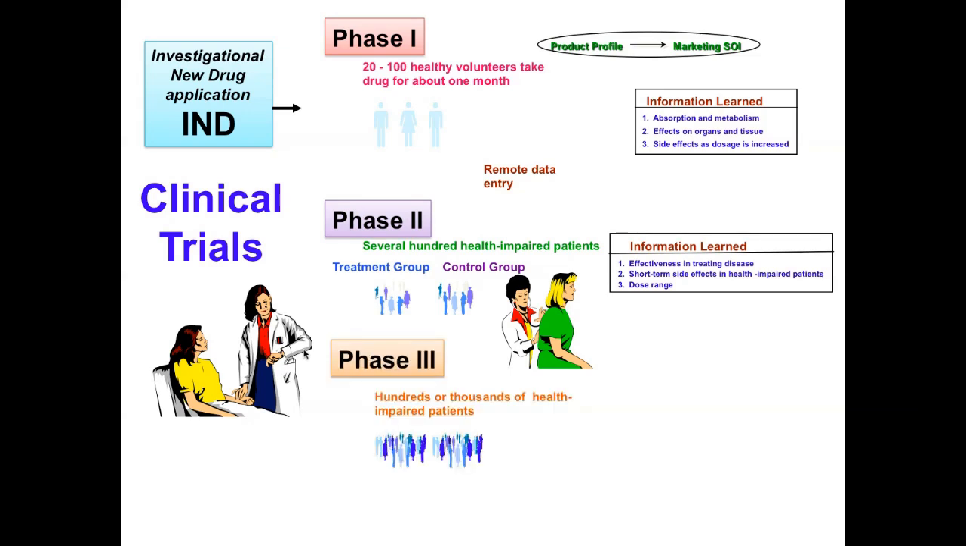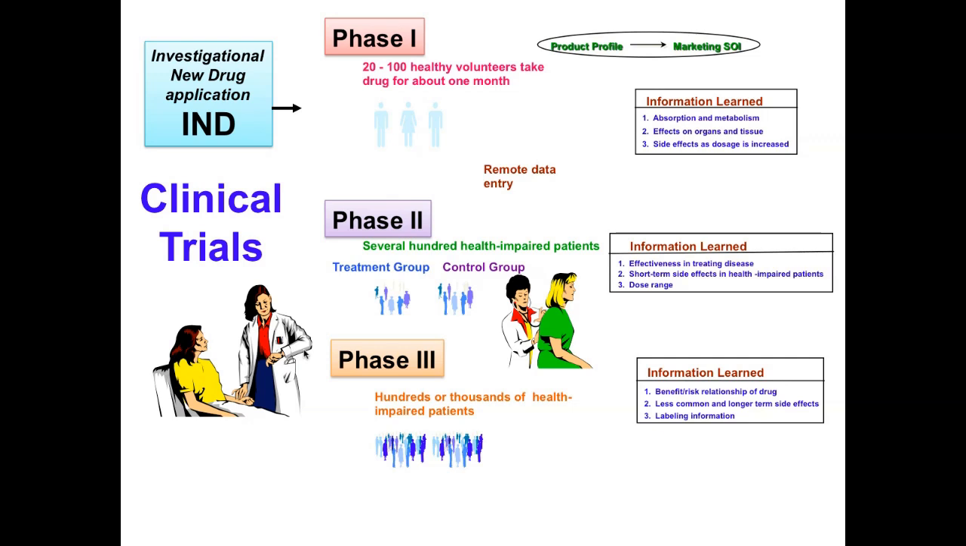Then the third clinical trials will be there, which will have an exhaustive testing of the dosage and dose optimization by taking hundreds and thousands of health impaired patients. So after a particular molecule clears phase 2, it shows efficacy, because with respect to the control group, the treatment group will show much better effect.